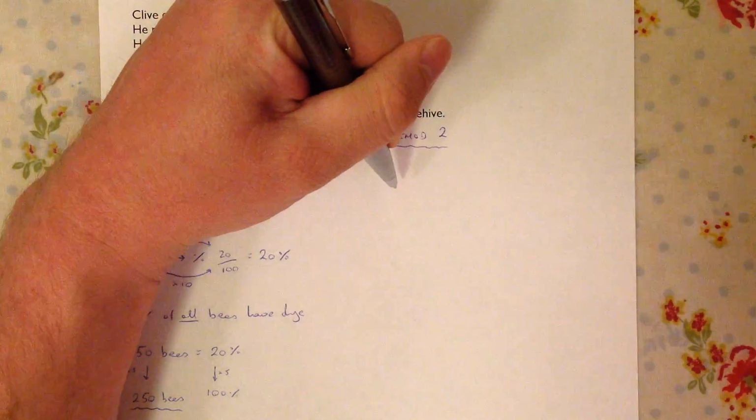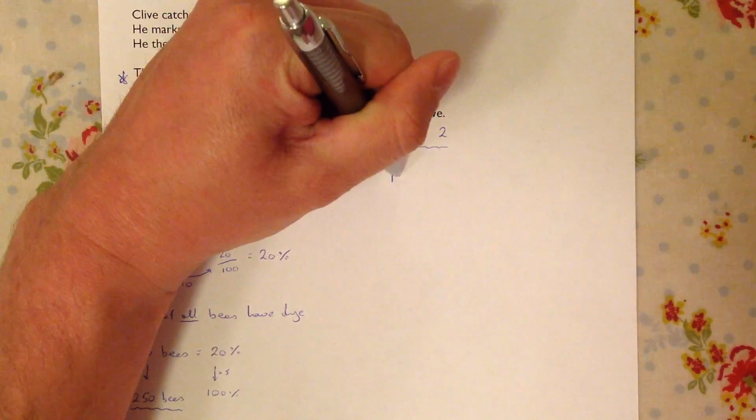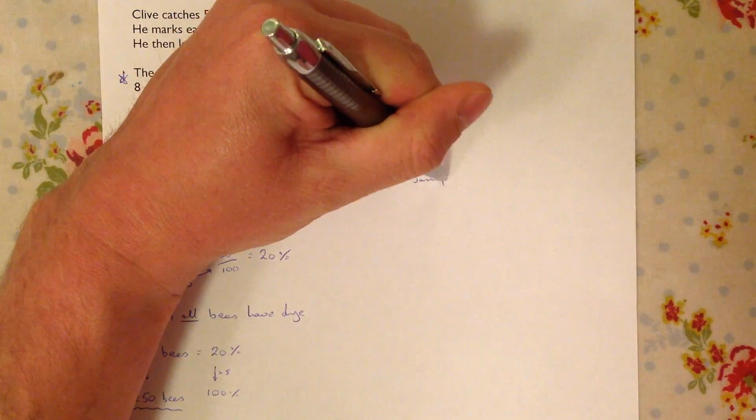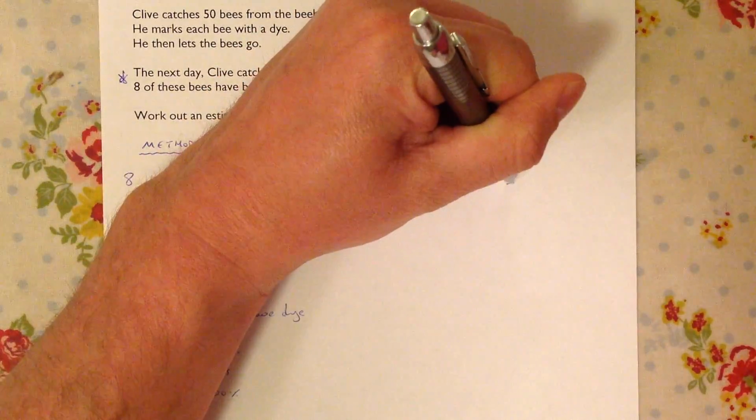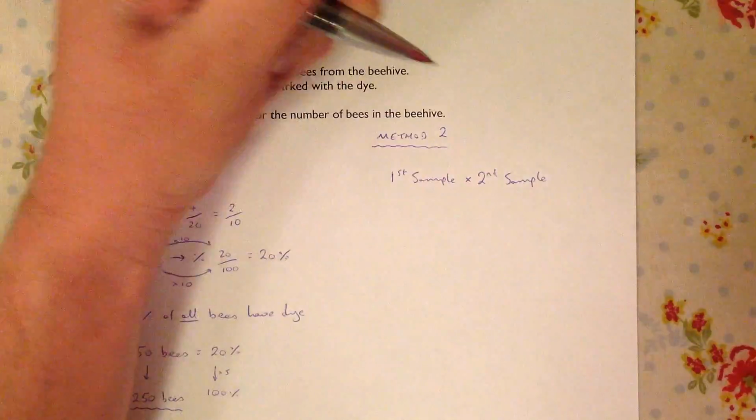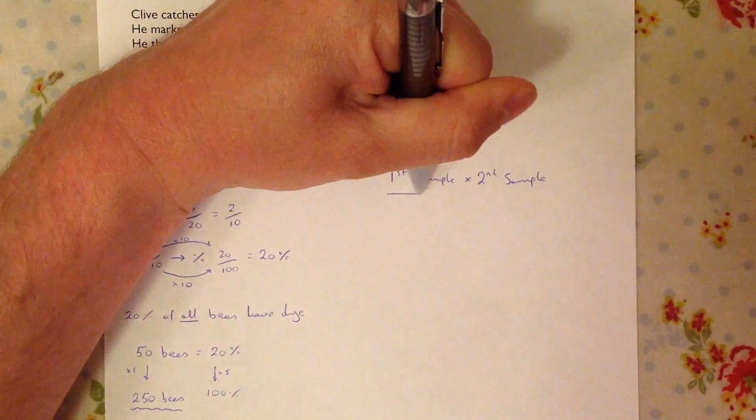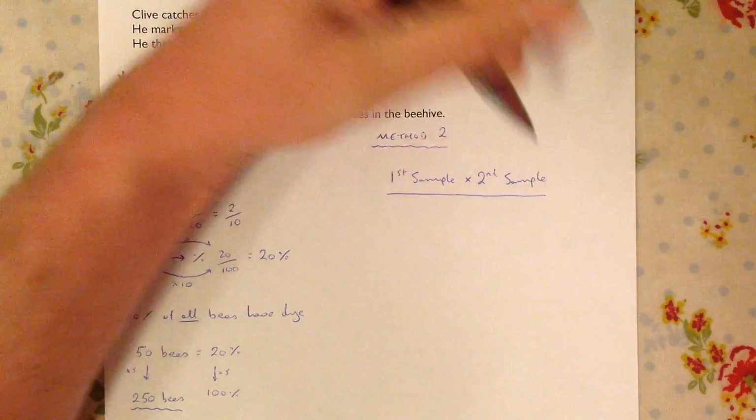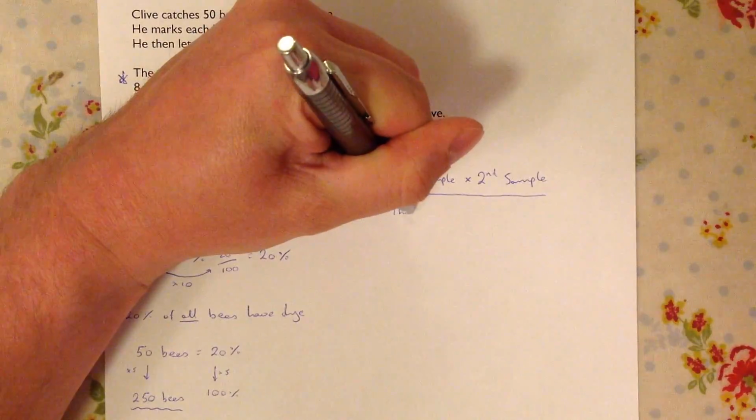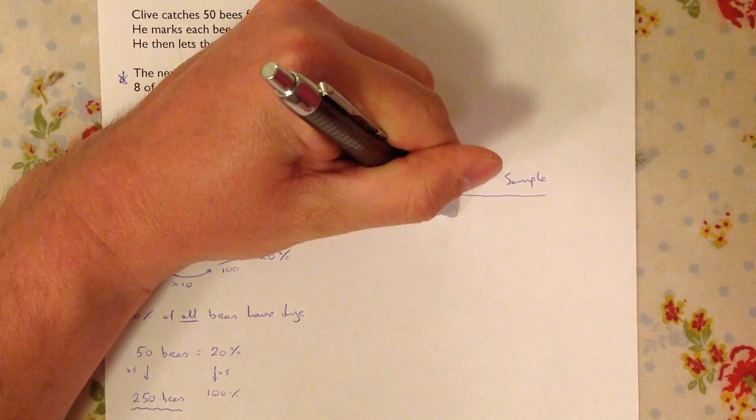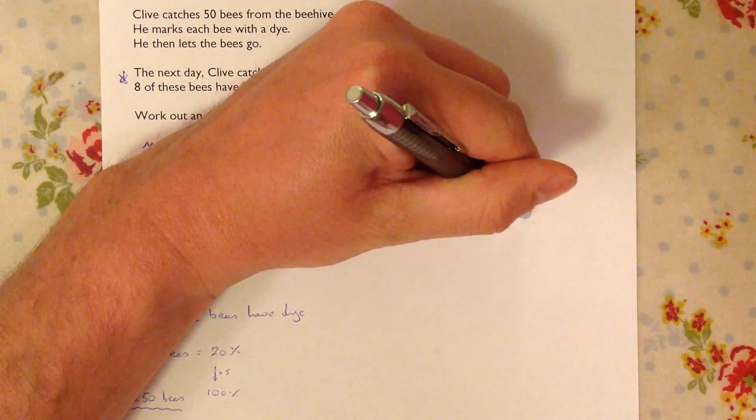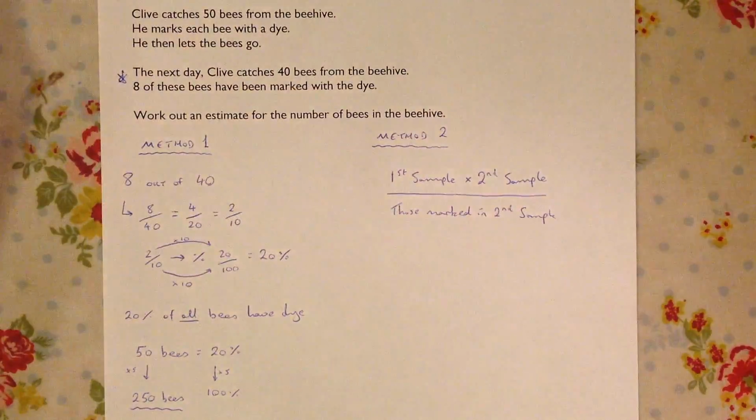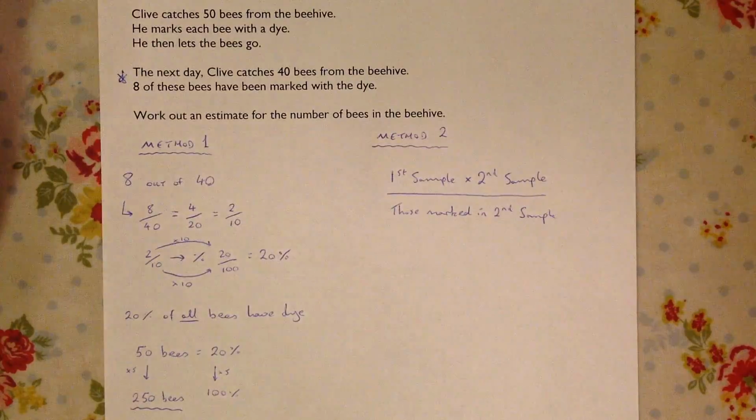Now, the formula is the first sample multiplied by the second sample, and then all of that's divided by those marked in the second sample. So as long as you remember the formula, you're going to be able to execute this in the exam. So let's have a look at the numbers for this question.